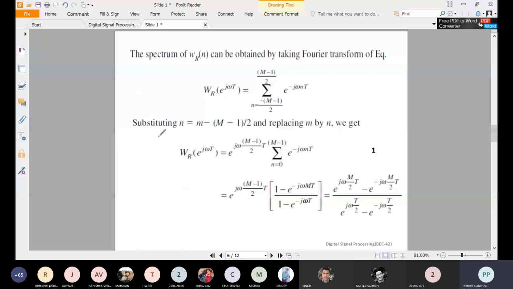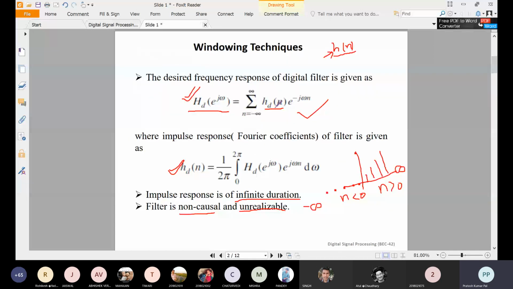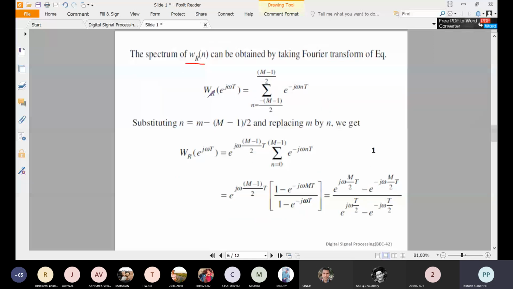Okay, so once we have the window function, we can find out its frequency response. If WR is the sequence, we can find the frequency response by taking the Fourier transformation. For the Fourier transformation, this was the equation. Into that, we will be putting this WR of n value, and we will be calculating the frequency response. Once we calculate it, the frequency response will be given by capital WR e to the power j omega.